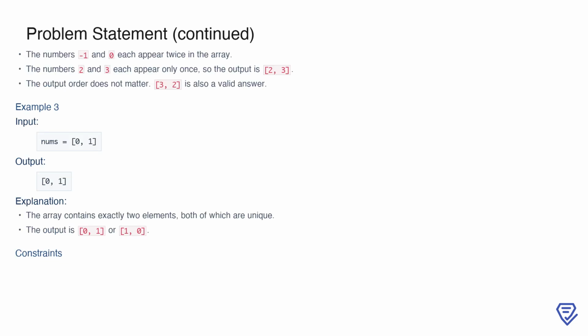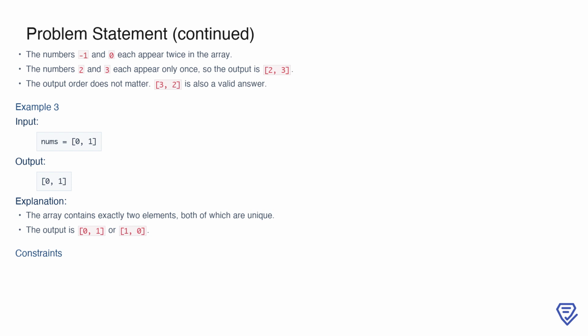In the simplest case, consider the input nums equals 0, 1. Here, the array contains only two elements, both of which are unique. Since there are no duplicates, the output is straightforward: 0, 1, or 1, 0. This demonstrates how the problem handles the smallest possible input size.